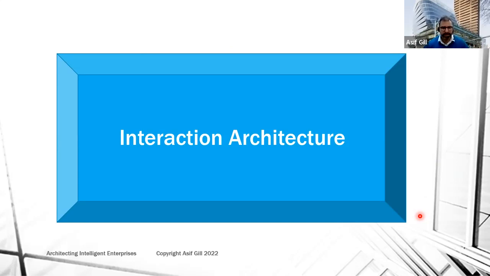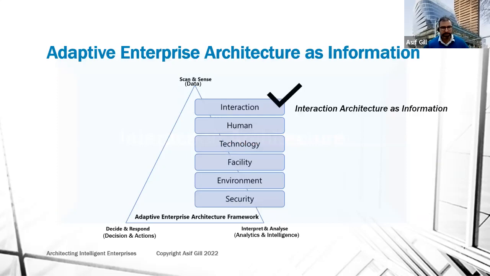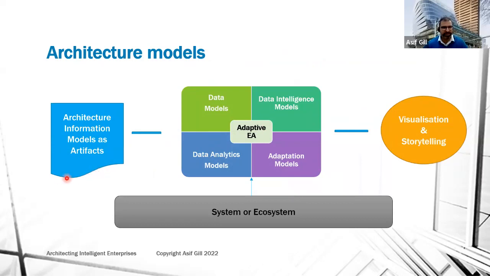In this last piece, I will discuss interaction architecture as an example applicable to that financial services case study. Again, highlighting it's all about interaction architecture as information, and how we represent that. So architecture information models are artifacts, what we produce. It's about the interaction of the systems and all these things. We can create different models.